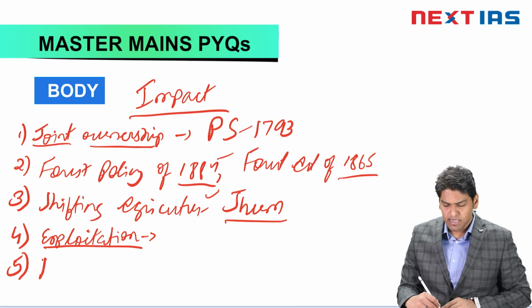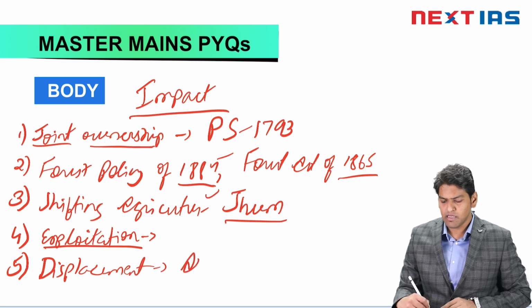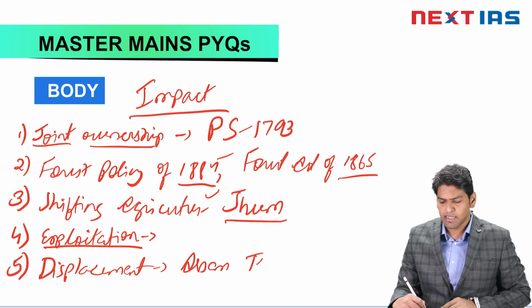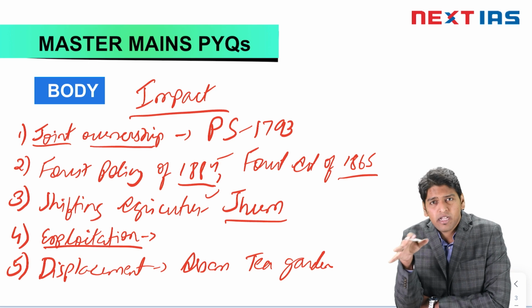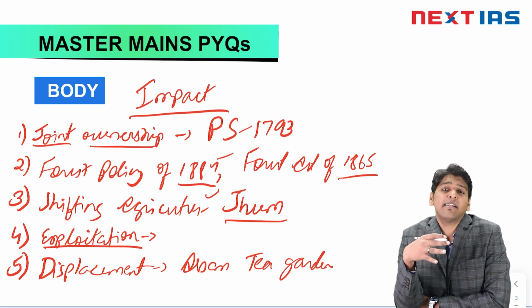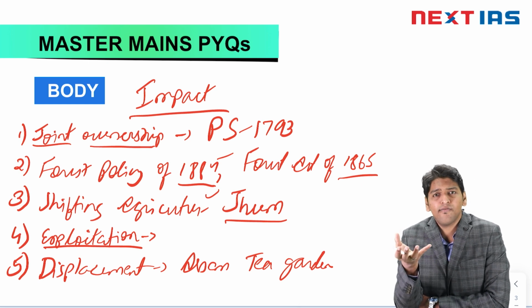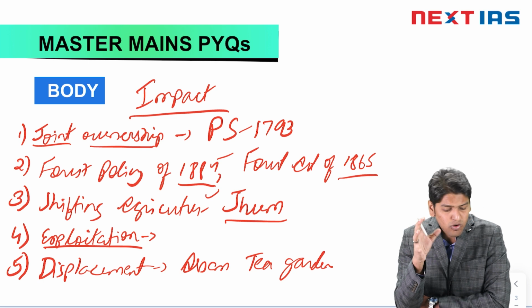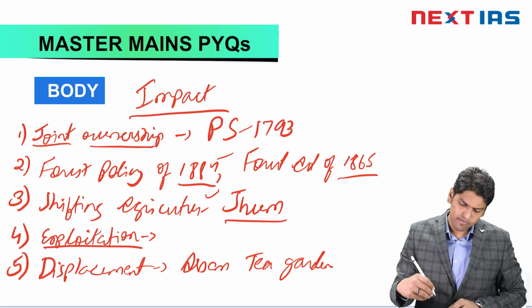Next, we see displacement. It was seen in the Assam tea gardens. The British wanted the mountains for tea cultivation, so they cleared the forest and removed and dislocated all the tribal people who have been living there for centuries. This caused a lot of friction.